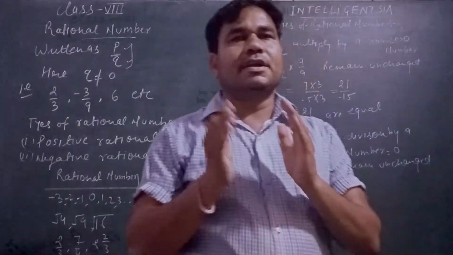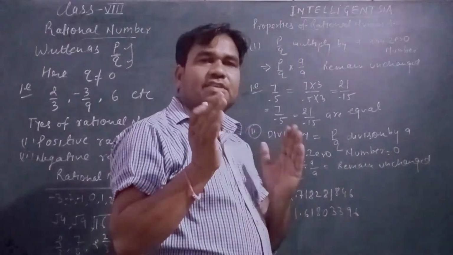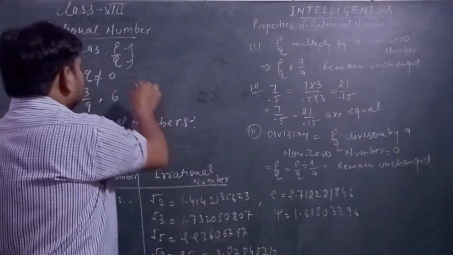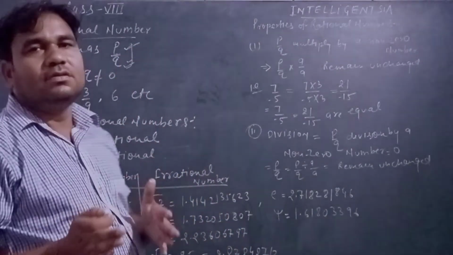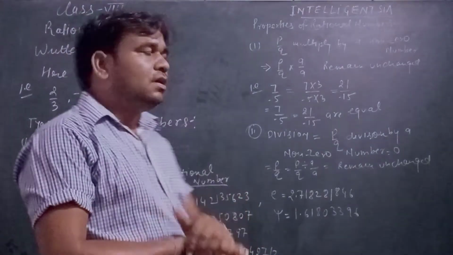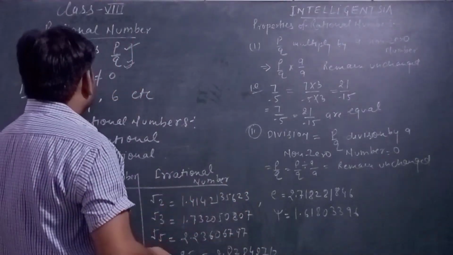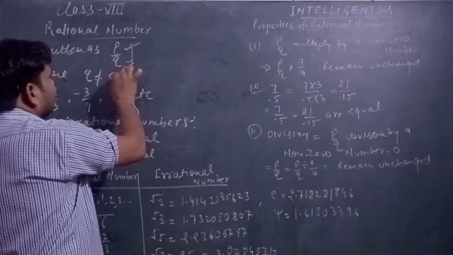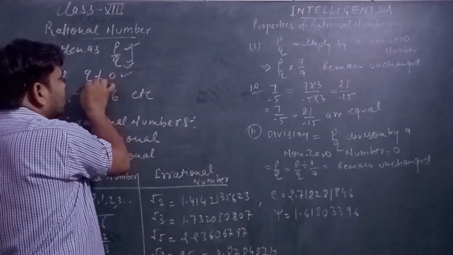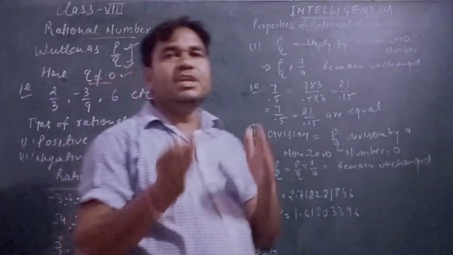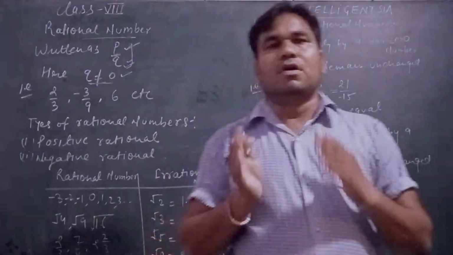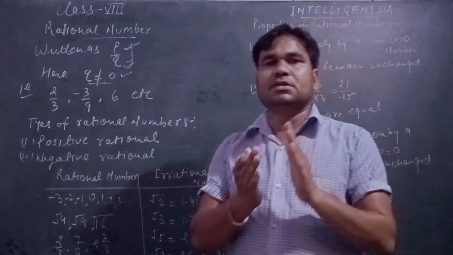That number can be written in fractional form. It means to say the form P over Q, that is called rational numbers. And where Q is not equal to 0. It means to say that Q, the denominator of a rational number, should not be equal to 0.